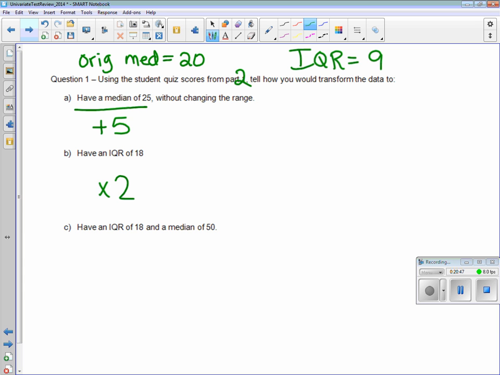How about C? Let's just make sure we understand, because it's two things together, right? So, think about order of operations. Should I multiply first? Should I subtract first? Should I add first?